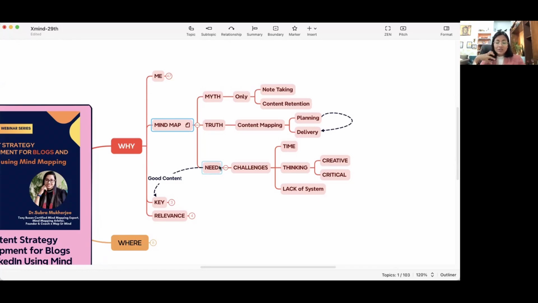You need to do a lot of critical thinking, creative thinking, and sometimes you have this creative block where you just feel that words are not coming out. So that is another challenge of content creation. And the third, or I would say the biggest challenge, is the lack of system.